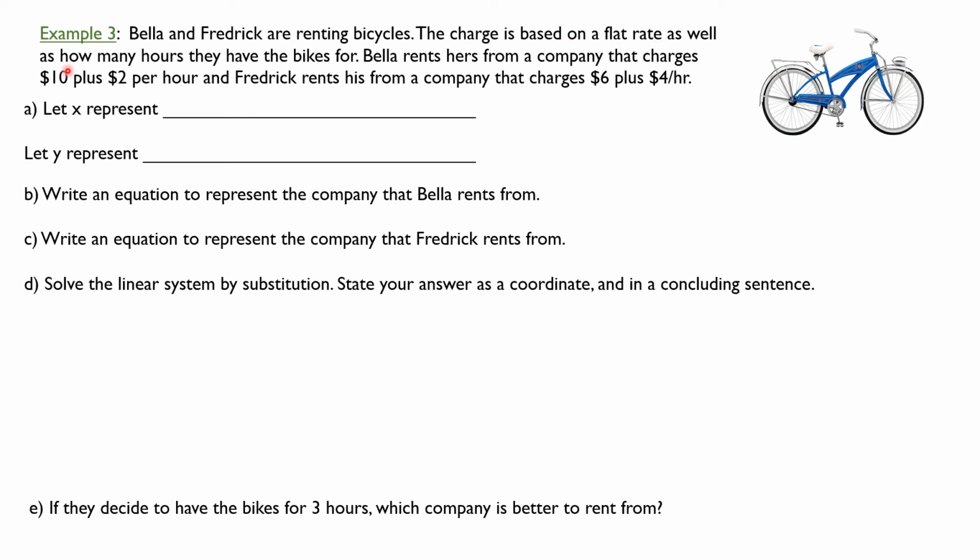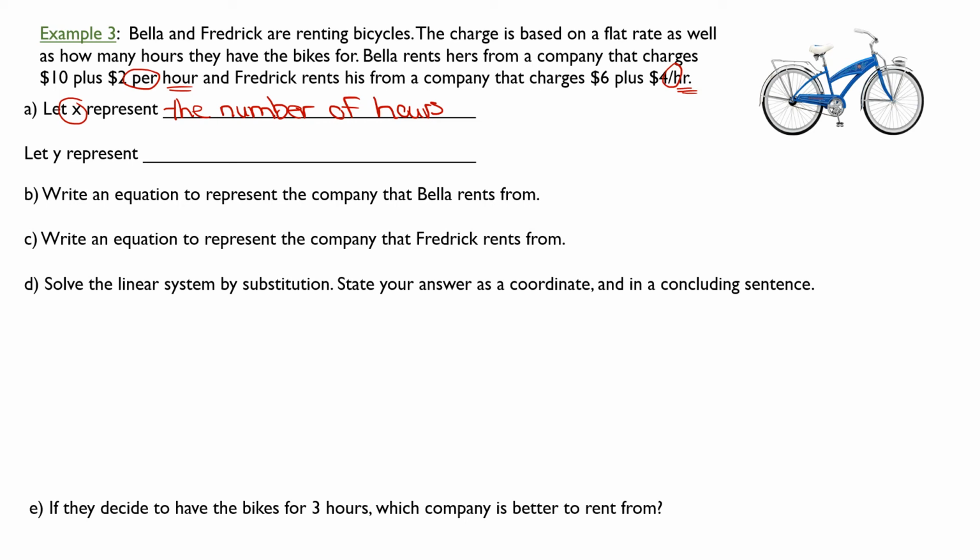So it's a flat rate as well as how many hours they have the bikes for. Let x represent... So what is x going to represent? We need a dependent and an independent variable. You don't have to use x and y. You could use any letters you want. But x is independent, and x is usually anything to do with time. Or if you have the word per, or you have the slash for per, it's whatever comes after the per. So that's hours. So let x represent the number of hours. So that makes it easy to find out which is x, the number of hours.